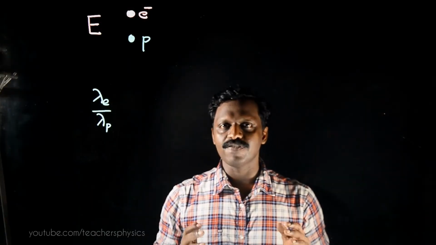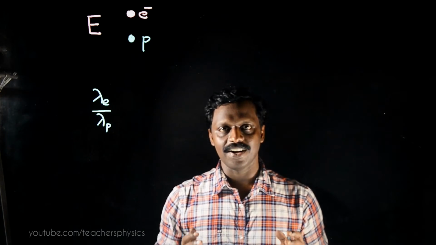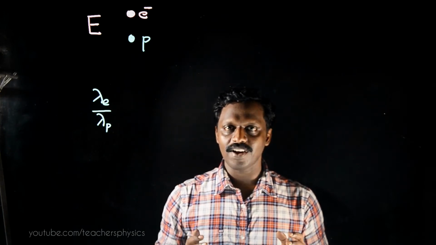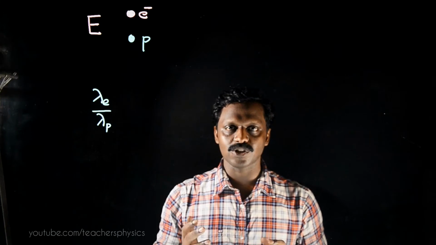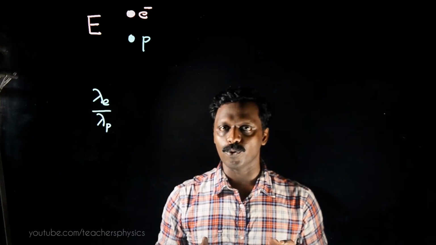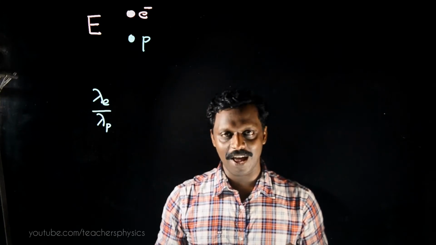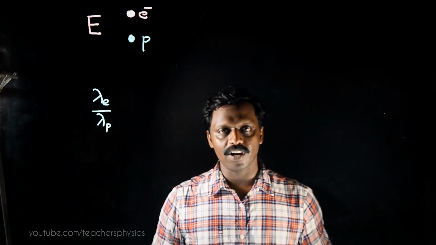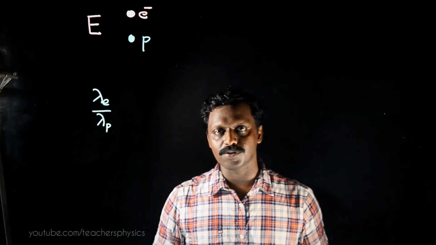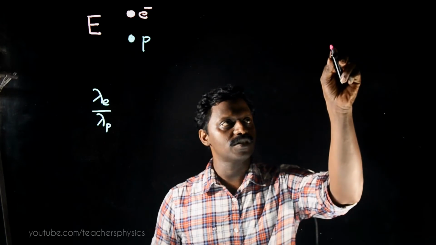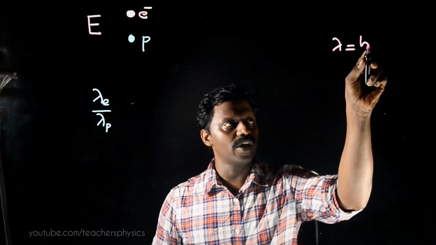An electron and a photon have the same kinetic energy. We have to find the ratio of the wavelength of the electron to that of the photon, given that the mass of the electron is m. The wavelength of the electron can be obtained from the concept of matter waves, which is lambda equal to h over p.